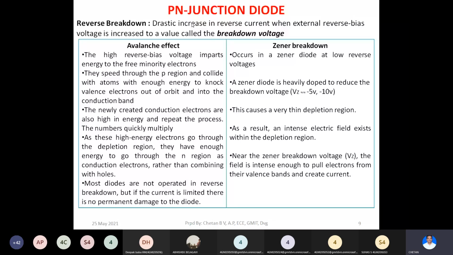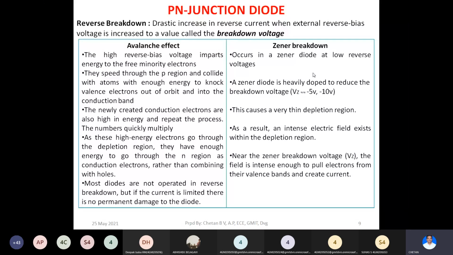Zener breakdown especially occurs in a Zener diode where the doping concentration of the P and N regions is very high. Due to this high doping of the P and N regions, the width of the depletion region will be very small, and also the breakdown voltage will be as low as 5 volt or 10 volt. The breakdown which occurs in this condition is called Zener breakdown.